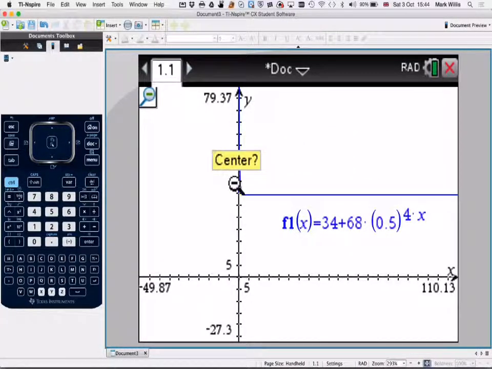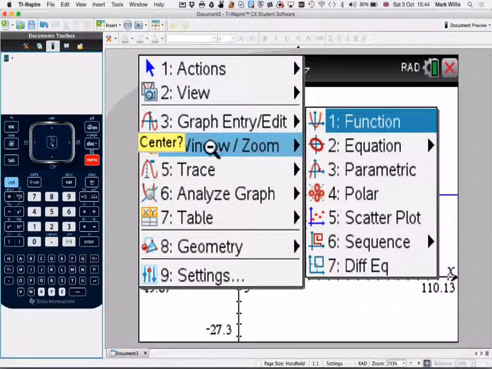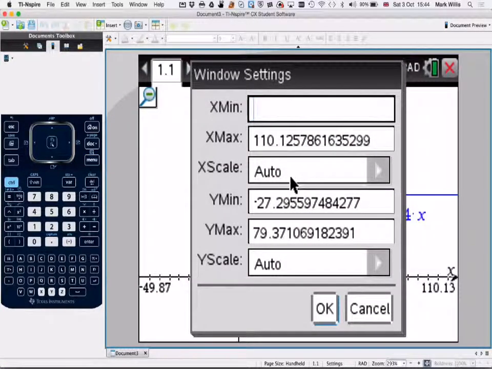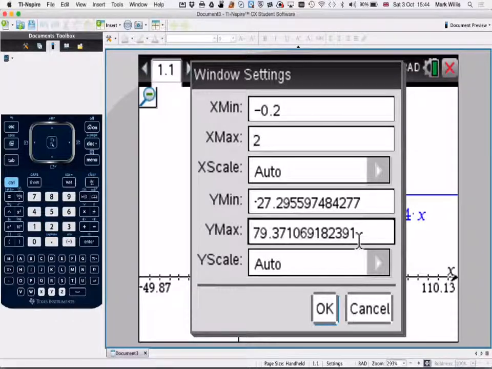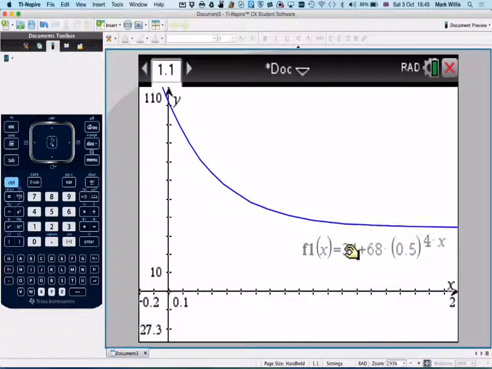So we really need to set my axis now. So menu, window zoom, window settings, and set my axis to something a bit more sensible. So I'm going to go for minus 0.2 to 2, and my Y maximum is going to be about 110, let's say. Press OK. Press escape to get rid of the center. Now I've got a reasonable looking graph.